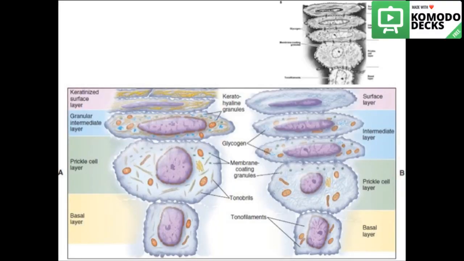As for the non-keratinized epithelium, we see more organelles in the surface layers, less developed tonofilaments, and there are no keratohyalin granules present. This epithelium has greater permeability compared to the keratinized.